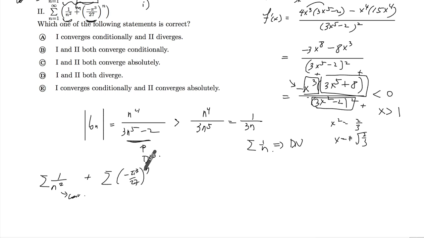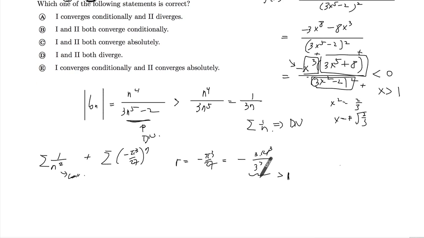How about this one? This is actually a geometric series with r being minus pi cubed over 27. However, this r is 3.14 cubed over 27. This is only 3 cubed. So this right here is actually larger than 1. So without the negative, it's definitely diverging.